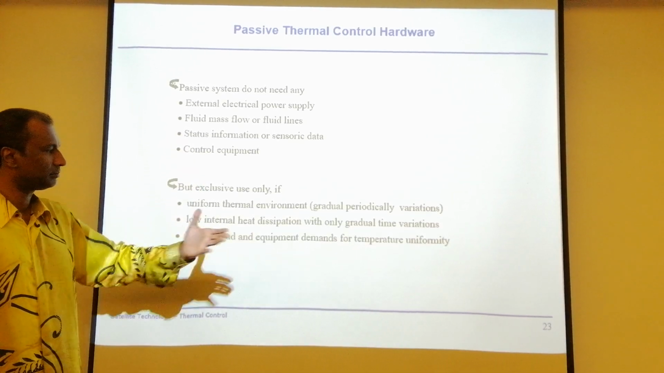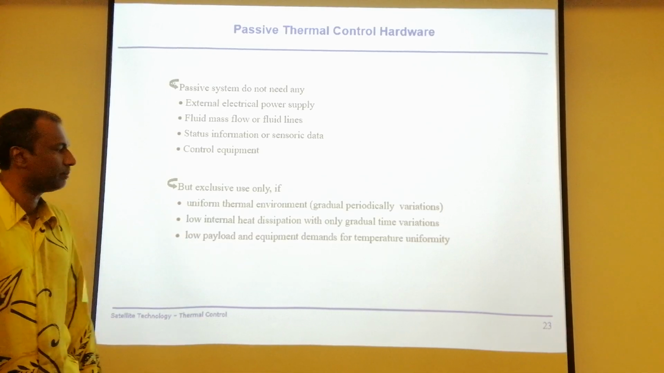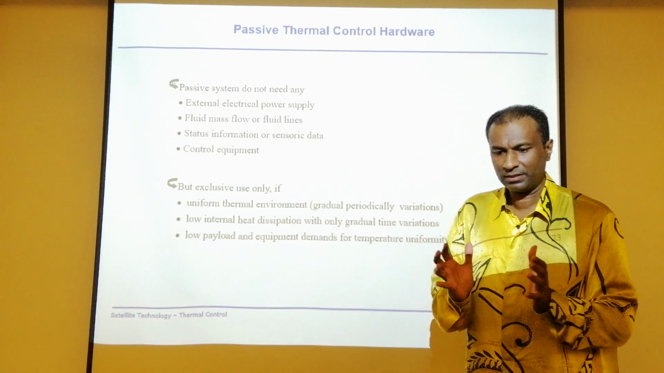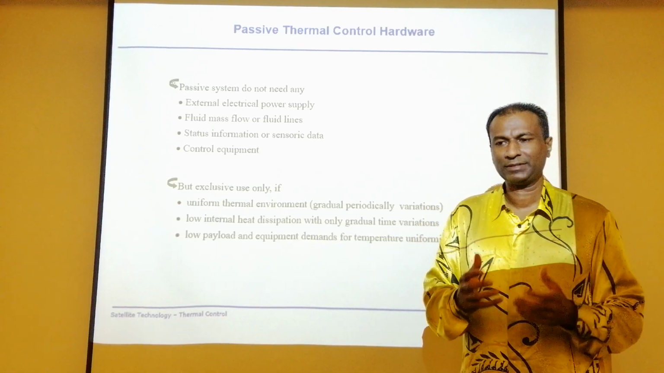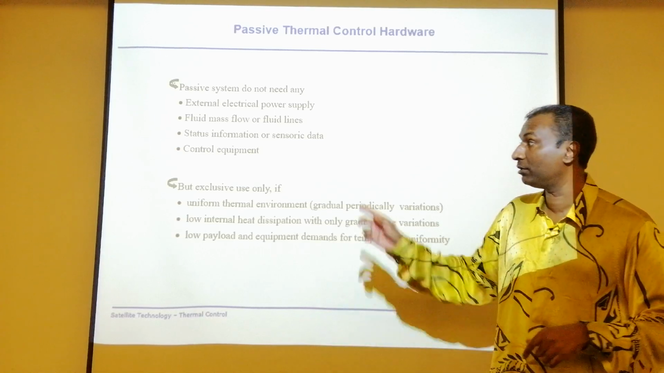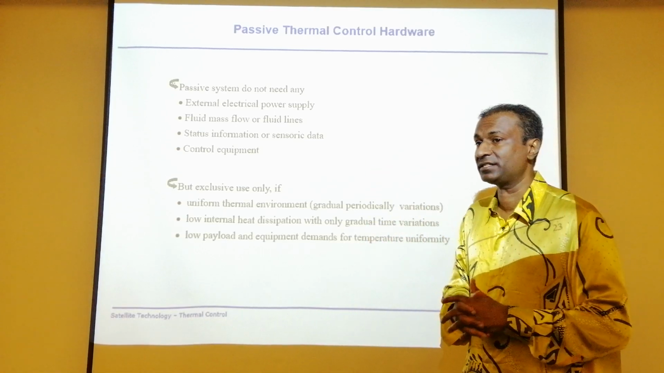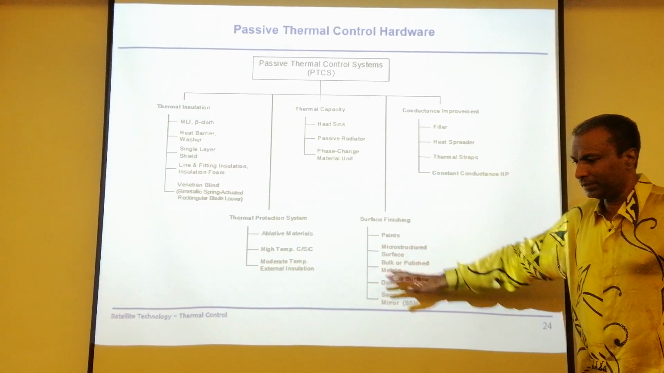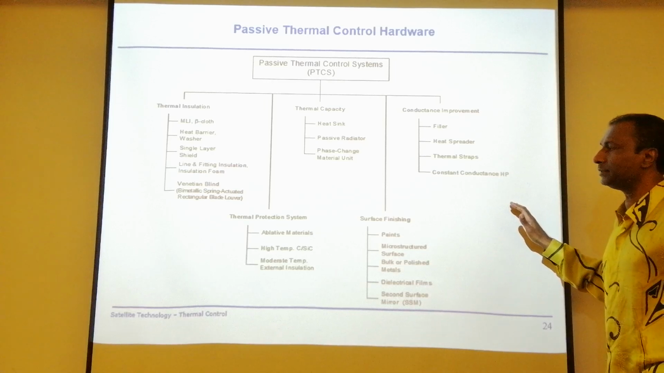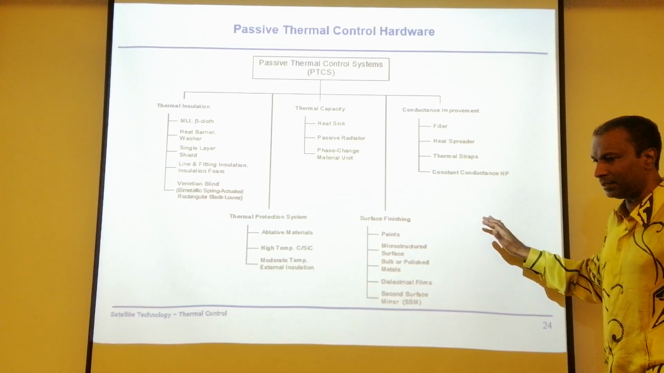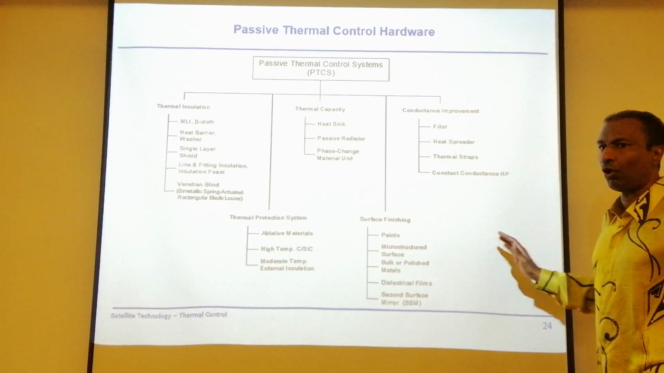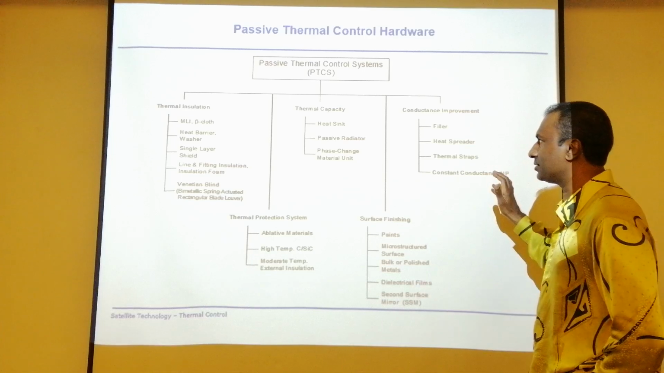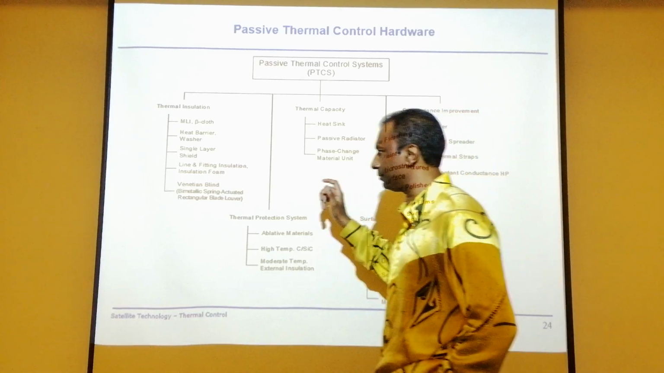Low internal dissipation, as I've said, and low payload and equipment temperature demands. So when you keep a very small amount of power consumption internally, more often than not, you can be happy with passive thermal control. Now, what you see here are the passive thermal control systems that are available for space application. Whatever you can imagine, not only for satellites, for any other application. Now, I go one by one.